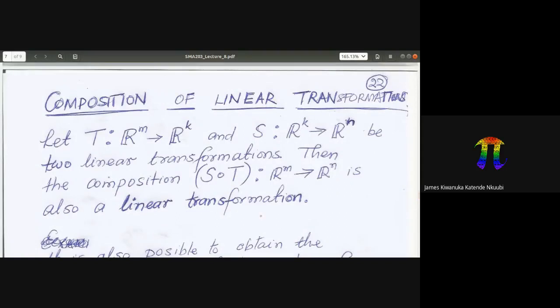Now we can also consider composition of linear transformations. This is similar to what you did when talking about functions. You must have done composition of functions.